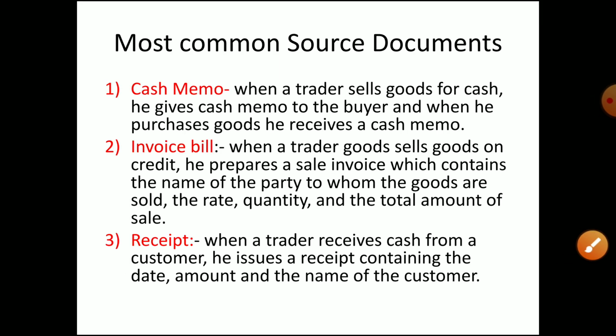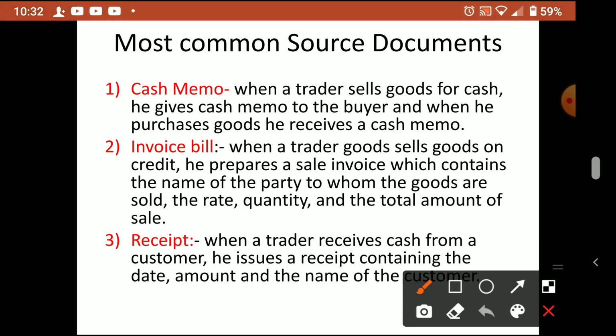Now, the most common source documents. If you analyze, we can see all these types of source documents. Actually we are dealing with them, but usually we do not read them, that is why we do not know. So from now onwards, you check. One is the cash memo. When a trader sells goods for cash, we all are customers. When you go to a shop and purchase something, he gives a cash memo to the buyer, and when he purchases goods he receives a cash memo.